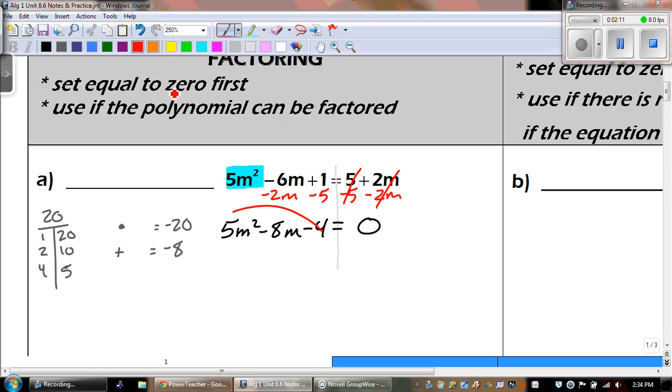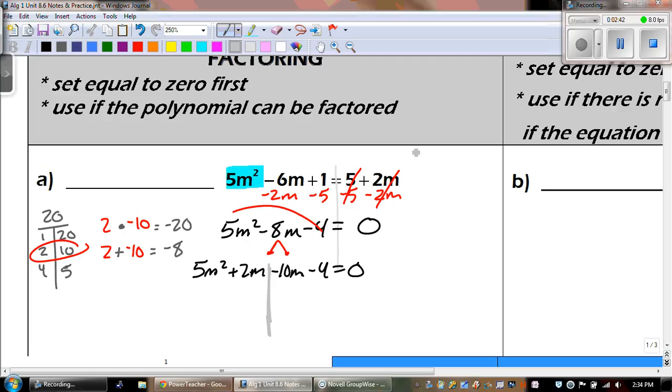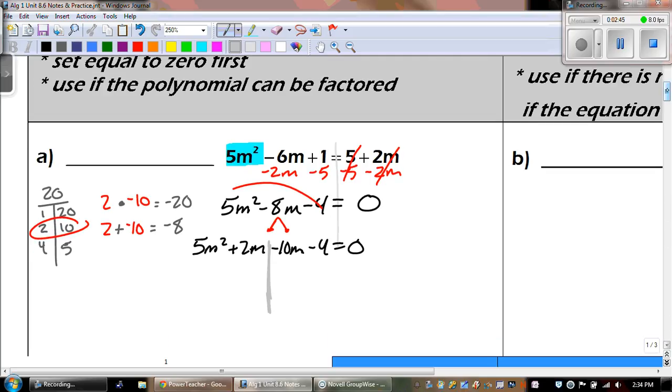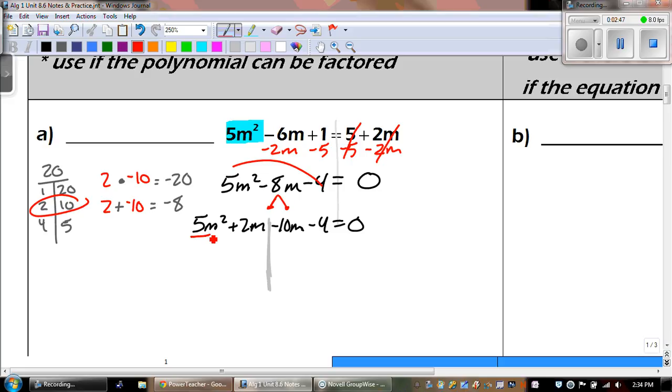What's the pair? Hopefully you're saying, Mr. Grice, it's 2 and negative 10. And remember, it has to work for both of those. So this type of factoring is called splitting the middle term. We have 5m squared plus 2m minus 10m minus 4 equal to 0. We split the middle term and factor. Okay, so factor the left side.